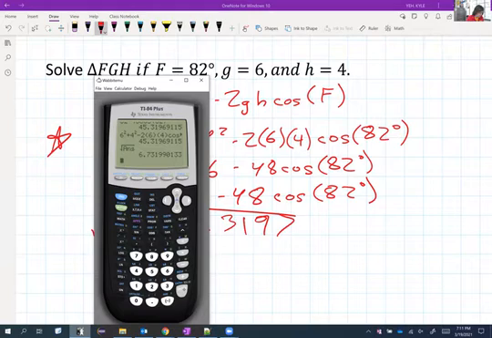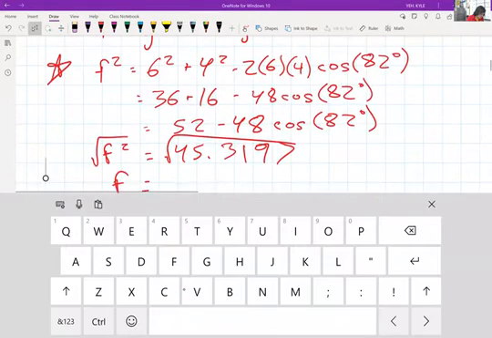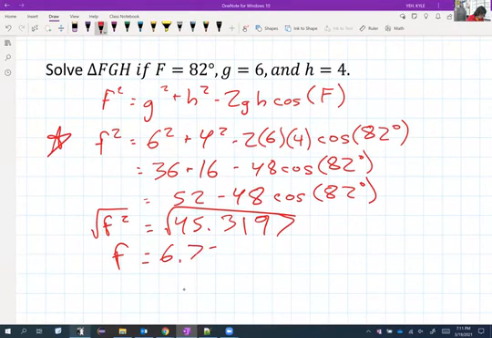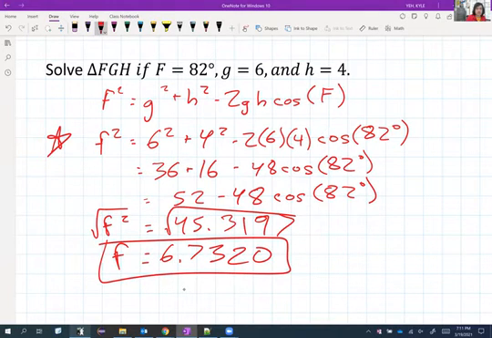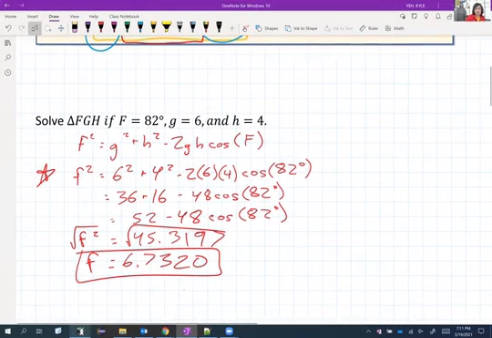6.7320 if we round. 6.7320. This is how we can use law of cosines to find a missing side length. The question says to solve, so I'm not done. I've got to find the missing two angles.